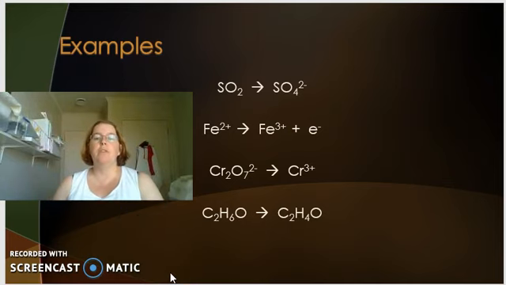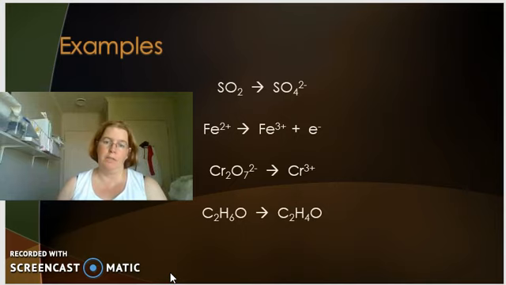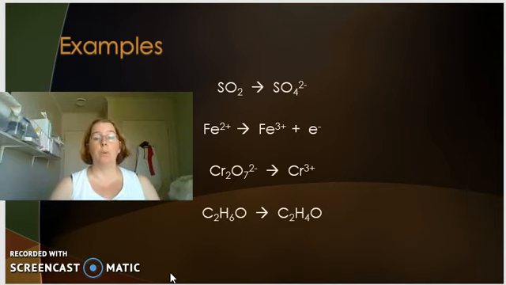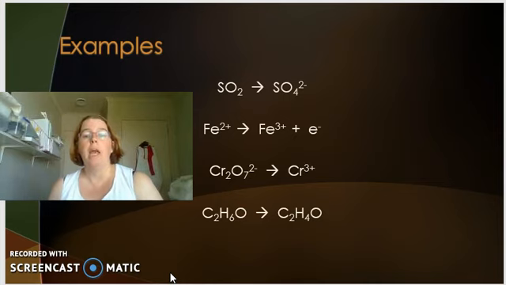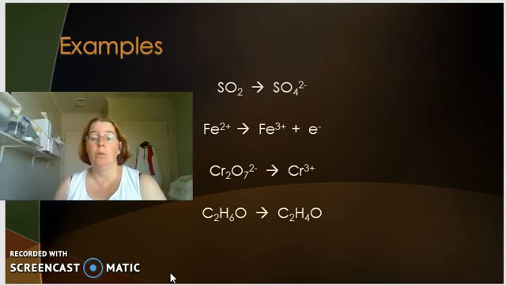So the first example, we have sulfur dioxide turning into sulfate. Now, you haven't got a balanced half equation there. You could balance it to figure out where the electrons go. You could work out the oxidation numbers. But in the meantime, you can also look at it and go, well, we've gone from having 2 oxygens in our sulfur dioxide to having 4 oxygens in our sulfate. We've had a net gain in oxygen. Therefore, this must be oxidation.